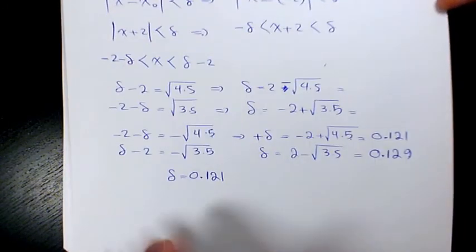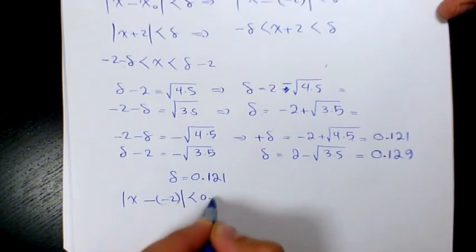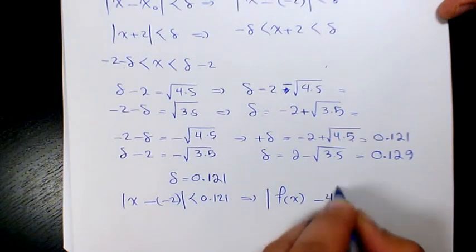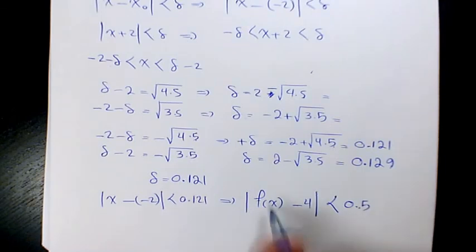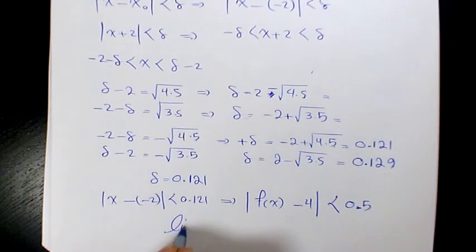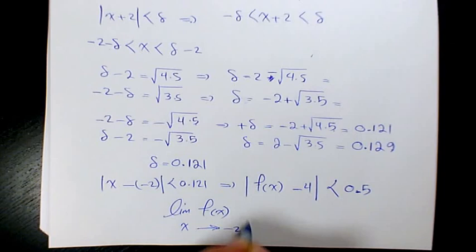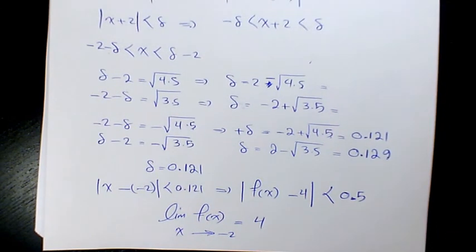You can say that if x minus negative 2 is less than 0.121, it is going to result in f of x minus 4, the absolute value, being less than 0.5. So the limit of f of x when x is approaching negative 2 is equal to 4. So these are the examples for finding deltas algebraically.